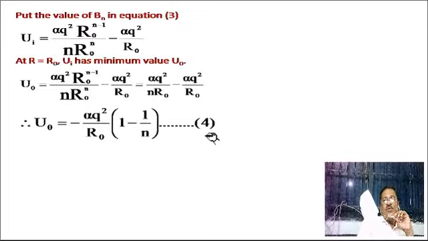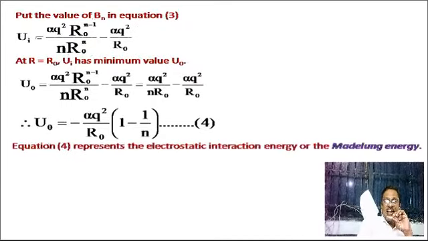This is equation 4, and this equation 4 represents the cohesive or binding energy of ionic crystal. It is called the Madelung energy, and this energy represents the electrostatic interaction energy for ionic crystals. It is nothing but the cohesive or binding energy, which is also called the Madelung energy. So this is the binding or cohesive energy for ionic crystals. That is U0 equal to minus alpha q square upon r0 into 1 minus 1 divided by n.